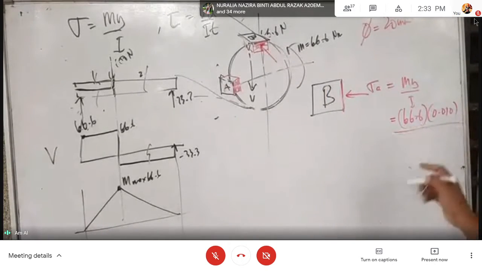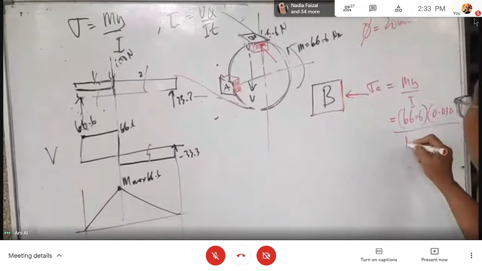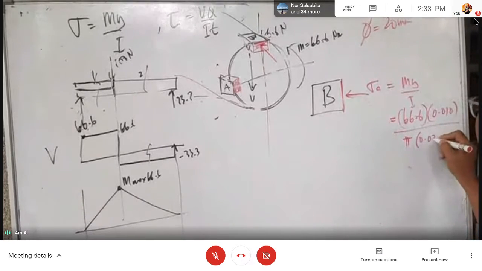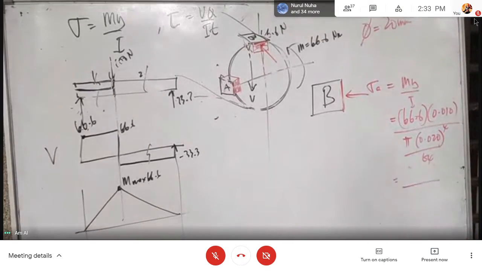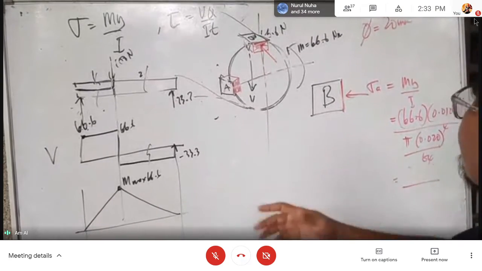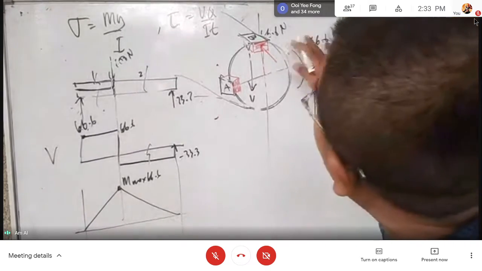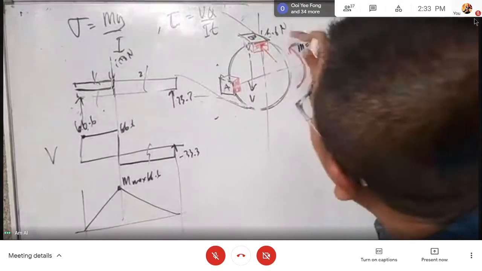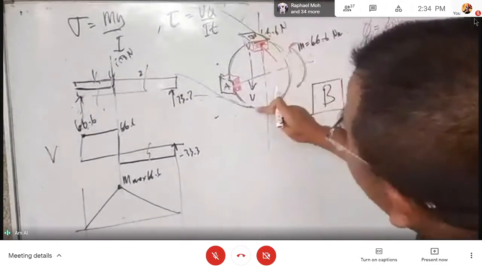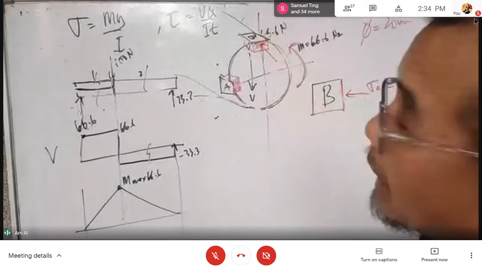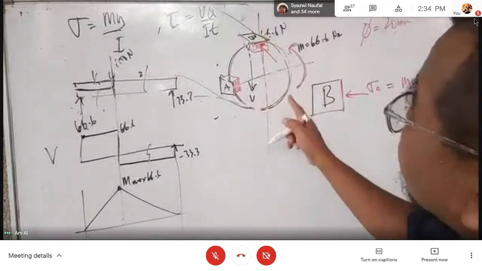And your I is pi times 0.020 to the power 4 over 64. You get a value there, and the value is tensile or compression. Where do you look at? You look at the moment there. Moment is going like that. The top one is being compressed. The bottom one is being pulled out. Pulling out is tensile. Pushing in is compression. This is how you look at it.